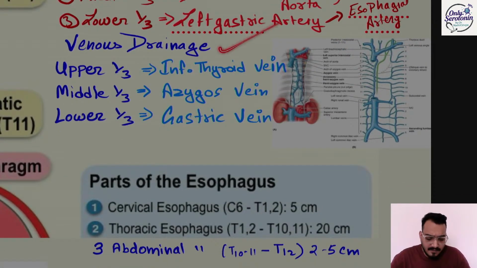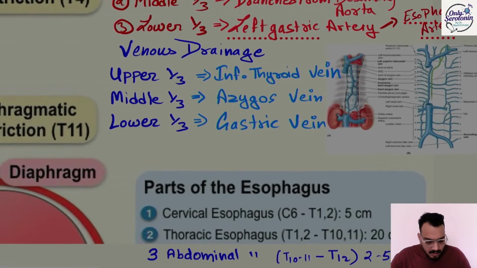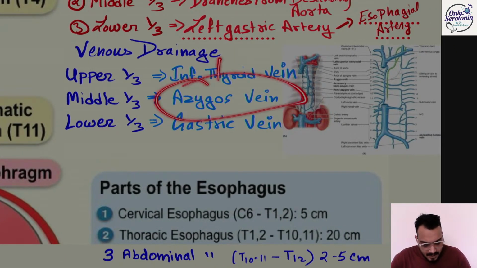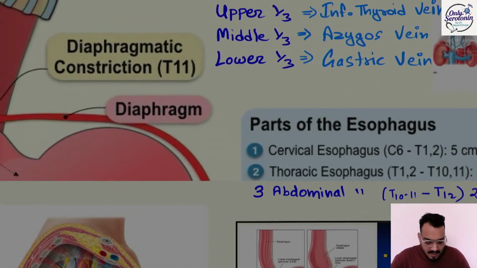Done. Then we have the venous drainage. Upper one third is the inferior thyroid vein, middle one third is the azygous vein, and the lower one third is what, guys? It is the gastric vein. Done. Now we have to study about this vein, guys. It is important. What is the name? The name is azygous vein.